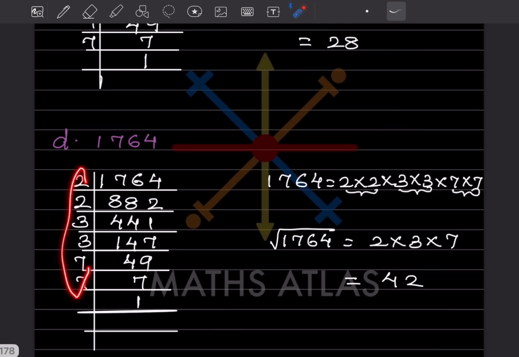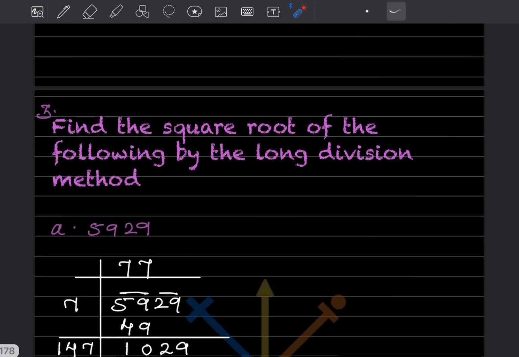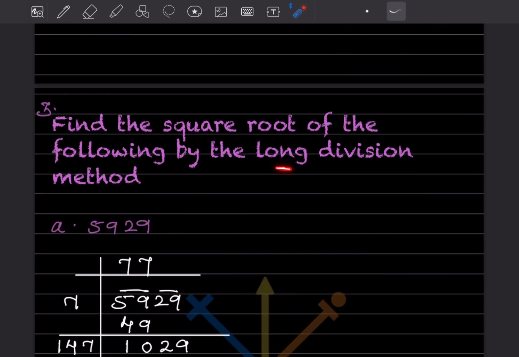Again these are the factors for this one. You are going to pair it. So root of 1764, 2, 3 and 7. So this will be 3 2s are 6 and 6 sevens are 42. This is the answer.